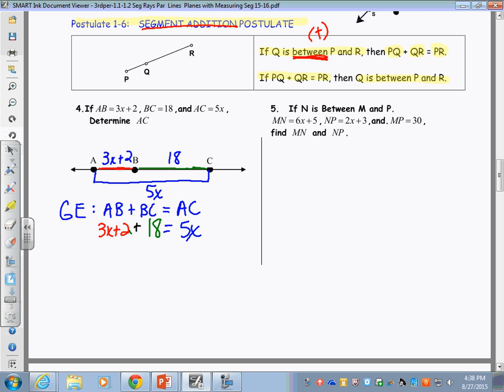Now, we want you to use what you know about collinear points, what we know about between, like on this number 5 again, is between. So whenever I see a point is between another 2 points, we should think, what postulate could we use to set up our relationship? All right, so we're going to stop right there.